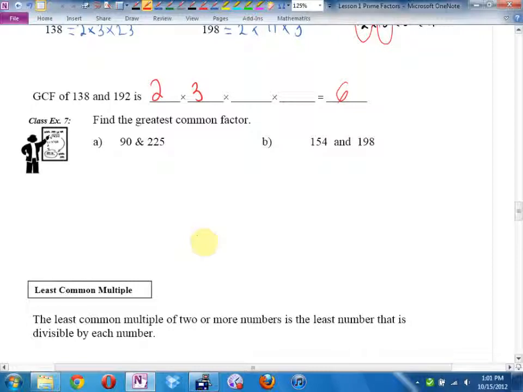Example 7 says, find the greatest common factor. I'm thinking maybe 5, but I'm not quite sure because I know 5 goes into 90 and I know 5 goes into 225. Maybe not. So here's what I'm going to do. I'm going to write 90 equals. Underneath it, I'm going to write 225 equals. And let's see if we can cheat and use our calculator and be clever.